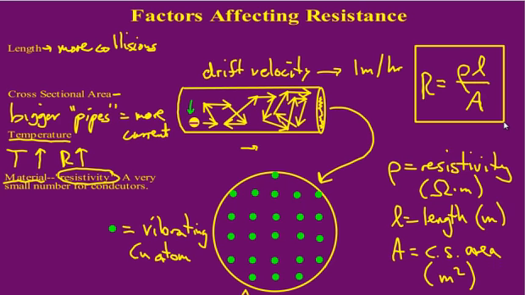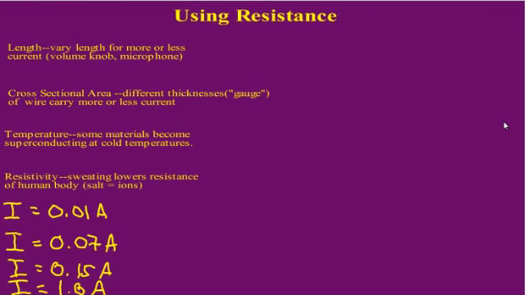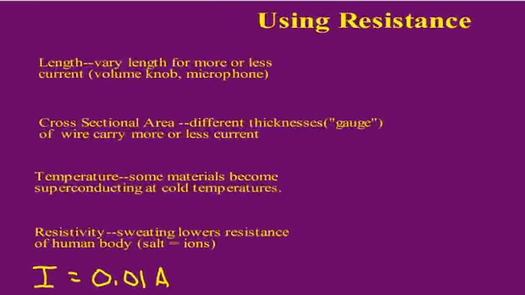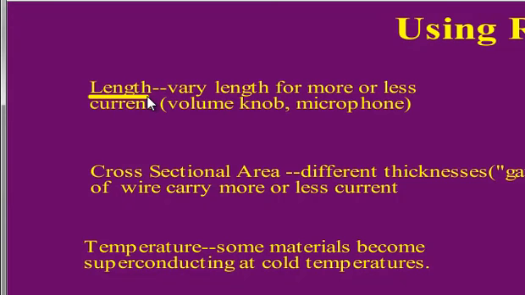And you'll see here an example of each of the variables that affects resistance, manipulated for maximum effect. So let's take a look at length. With length, we can vary the length of a wire to get more or less resistance, and that's exactly what a volume knob is, or a dimmer switch on a light. It's basically, if you want more sound, you need more current.